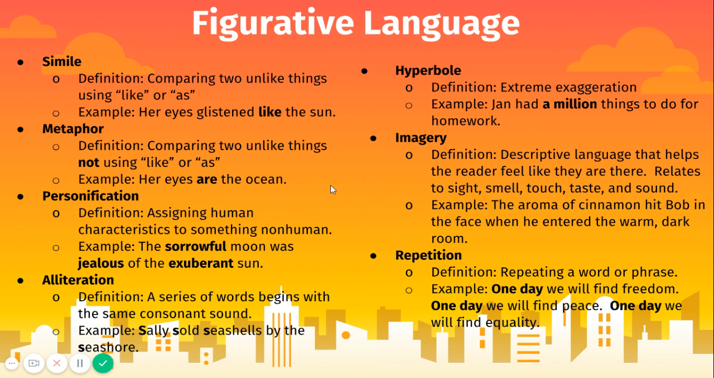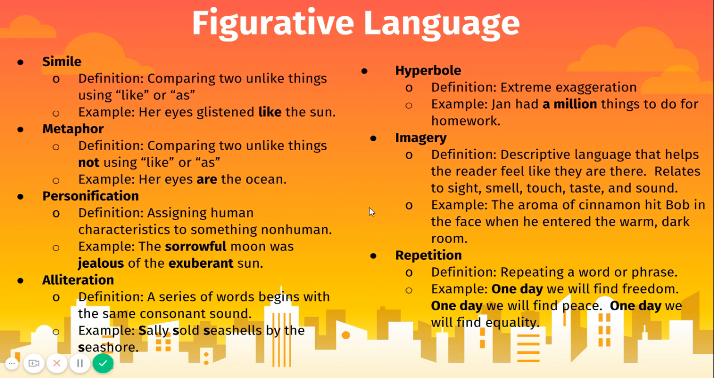Personification is when you give human-like characteristics to something that is not human. The sorrowful moon was jealous of the exuberant sun. Okay, it's giving this sorrowful sadness to the moon, which is a non-human thing, and then jealousy is a human characteristic, but giving it to the sun and the moon, which are non-human things.